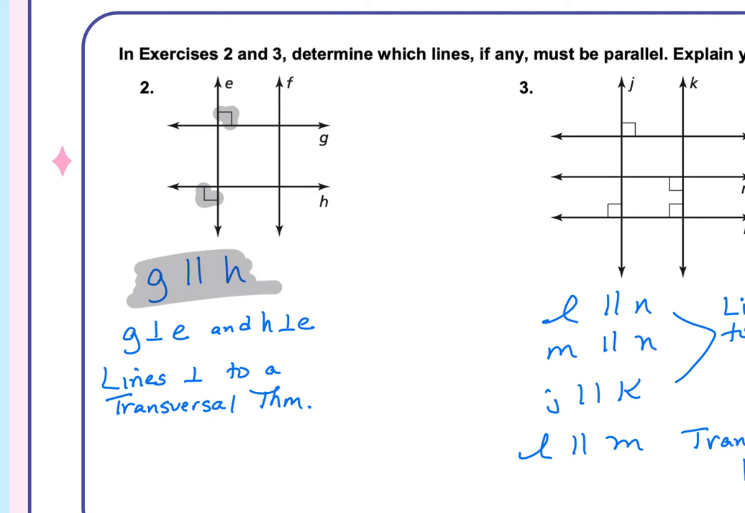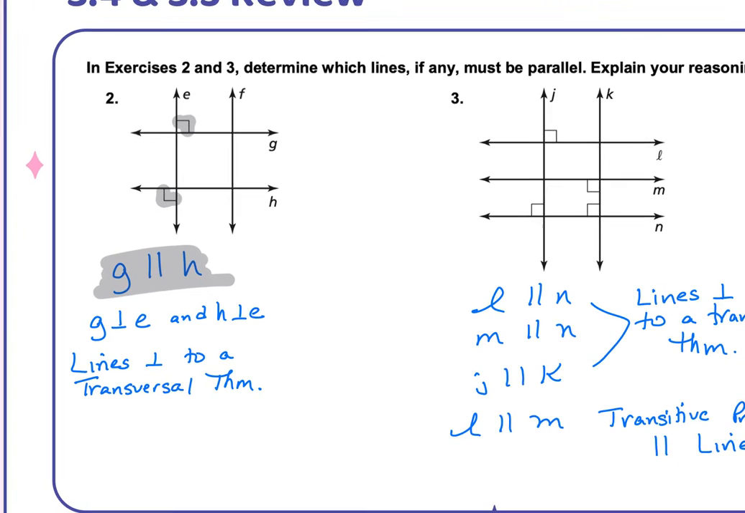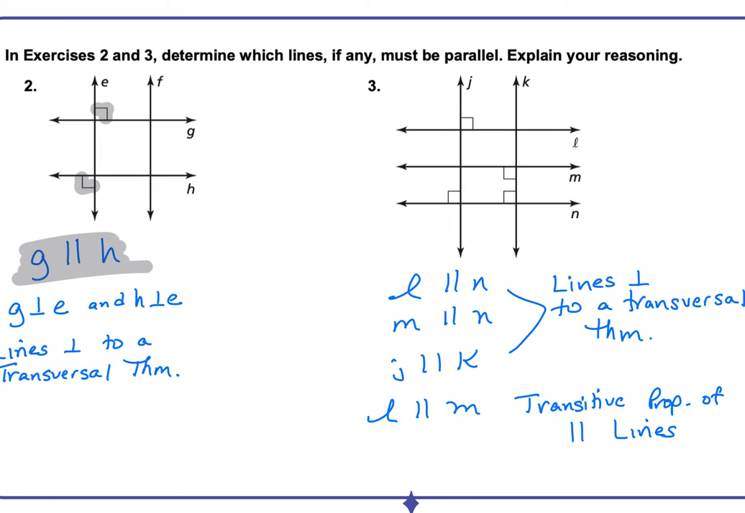Either the alternate exterior, because those 2 angles are alternate exterior, showing that they're congruent because they're both 90, or because 2 lines are perpendicular to the same line, which is the lines perpendicular to a transversal theorem. You could literally write it out too. Like if you didn't remember the name, you could write 2 lines that are perpendicular to the same line are parallel. That's fine too. For 3, there were several. First, the one on here, the first one is L is parallel to N, and that's because they are both perpendicular to J.